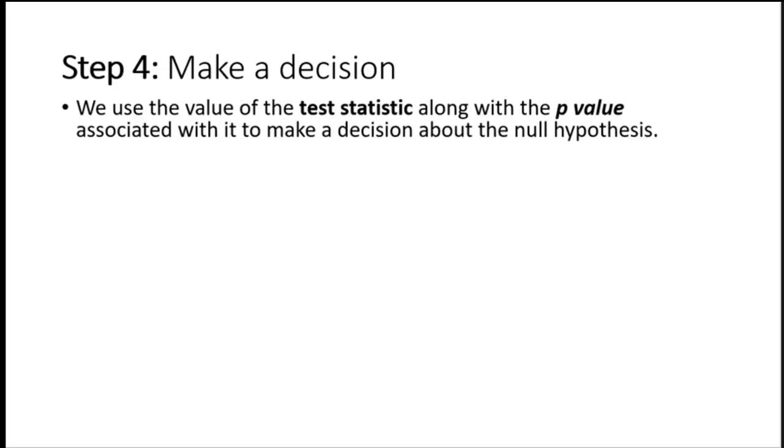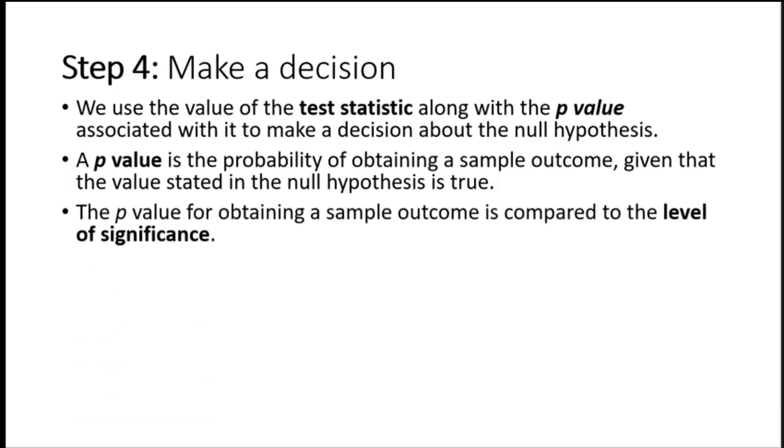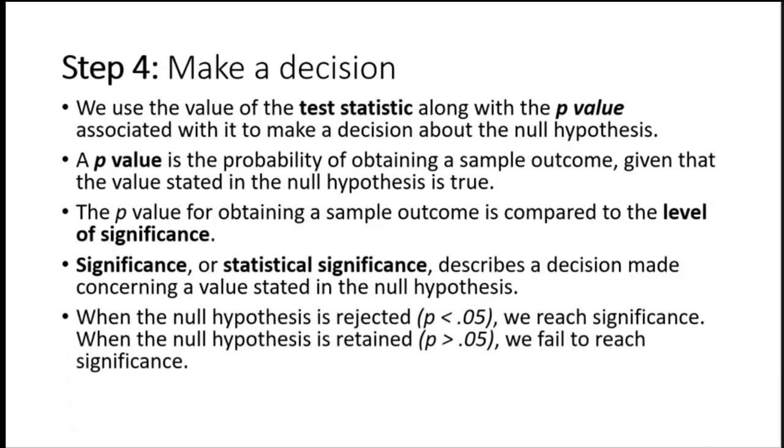The last step of hypothesis testing is making a decision. We use the value of test statistics along with the p-value associated with it to make a decision about the null hypothesis. P-value is the probability of obtaining the sample outcome given that value stated in the null hypothesis is true. The p-value for obtaining a sample outcome is compared to the level of significance. Significance or statistical significance describes a decision made concerning a value stated in the null hypothesis.